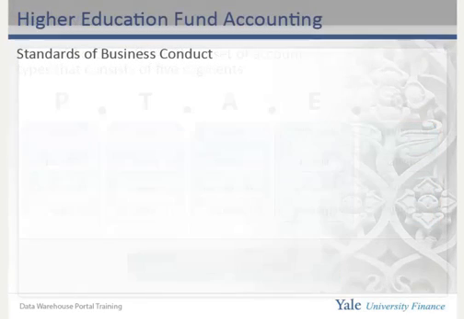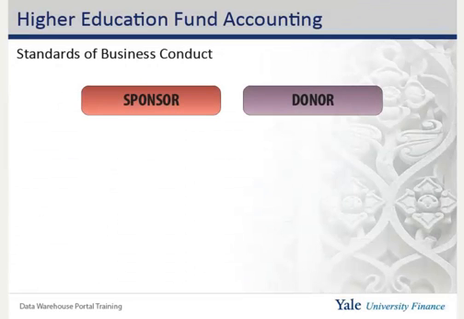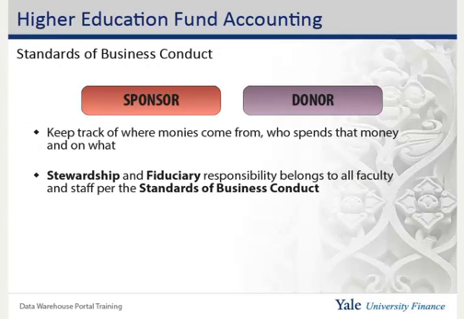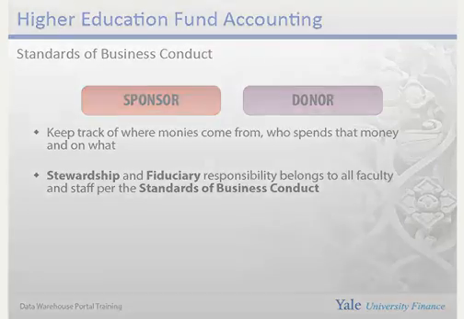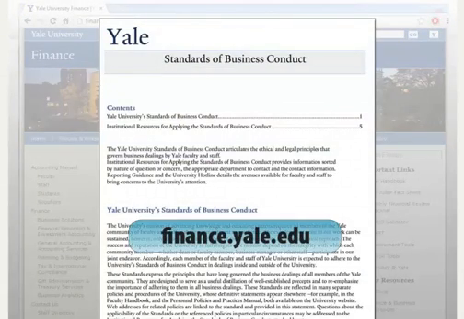coa@yale.edu. Let's talk a little bit about higher education fund accounting and the standard of business conduct at a higher level. Accounting at Yale is done through fund accounting, which requires that we maintain a fiduciary responsibility through sponsor and donor accounts that are used to keep track of where monies come from, who spends that money, and what the monies are spent on. Stewardship and fiduciary responsibility belongs to all faculty and staff per the standards of business conduct, which you'll find on the top ribbon of the Yale Finance website, located at finance.yale.edu, where you can get more details. As always, you'll find this page on the page where you launched this video.